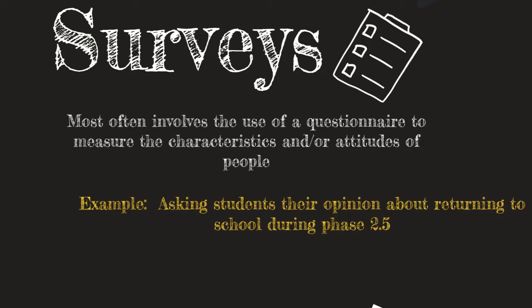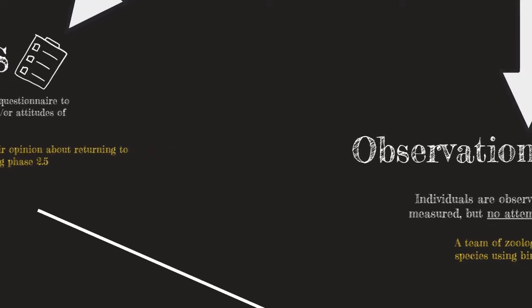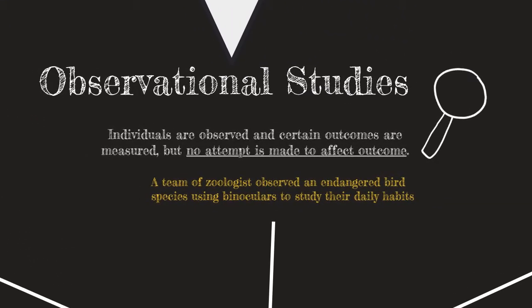Another way to collect data is through something known as observational studies. Now, in observational studies, individuals are observed and certain outcomes are measured, but no attempt is made to affect the outcome. We see this a lot when working in science experiments. We run the experiment or the situation or the scenario and simply observe the outcome.